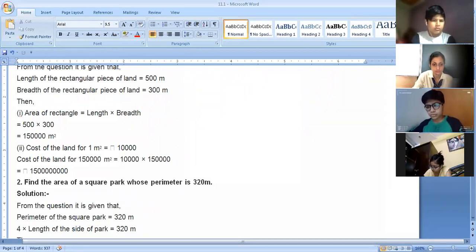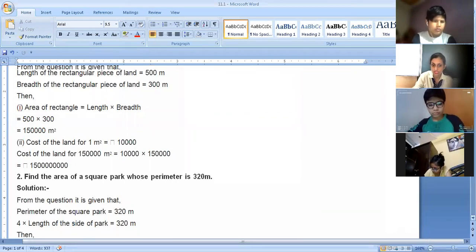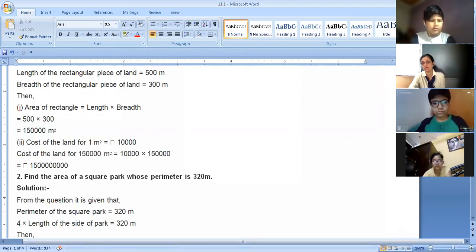And the formula is perimeter is 4 into side. Formula of a perimeter of a square is 4 into side. So 4 into side will be equal to 320 meters because perimeter is 320. So 4 into side is equal to 320 it will come.